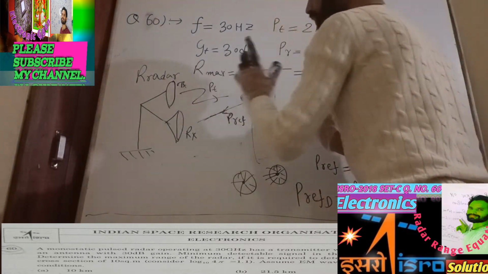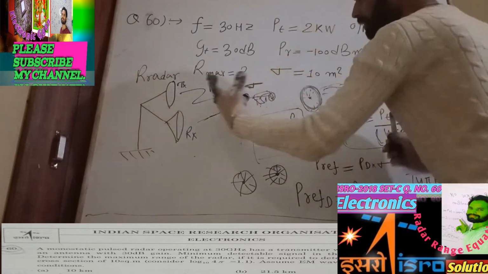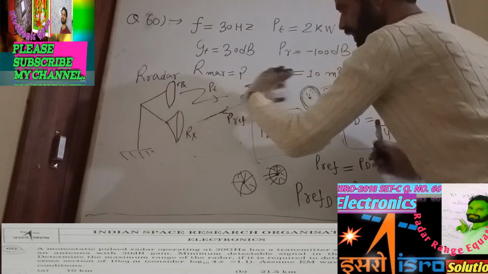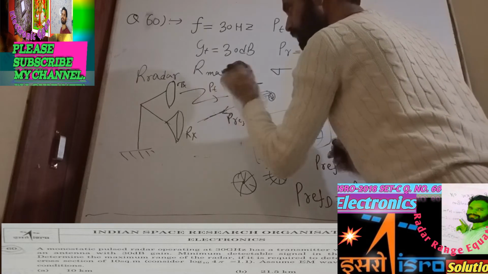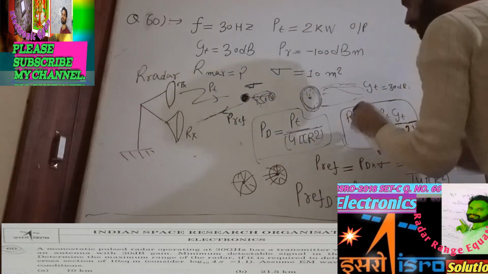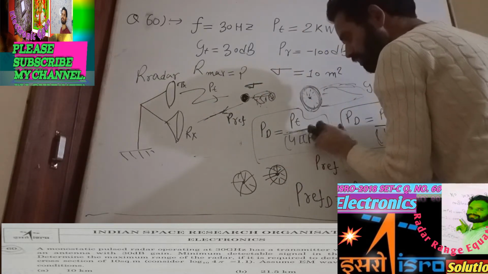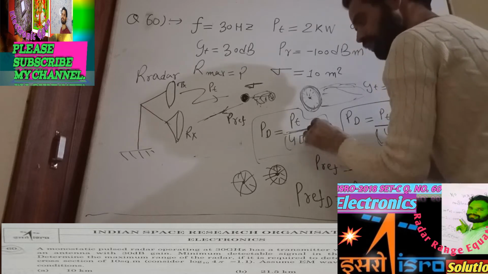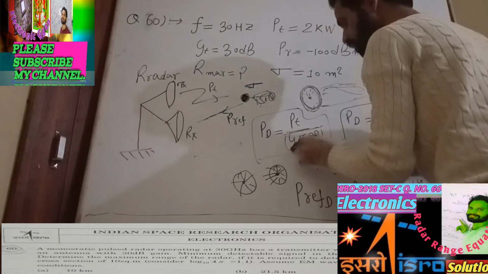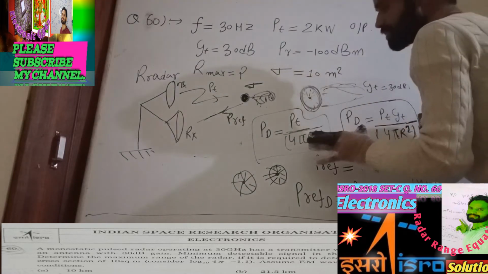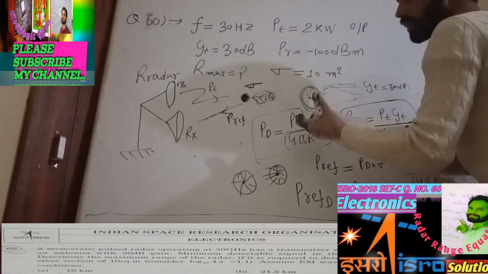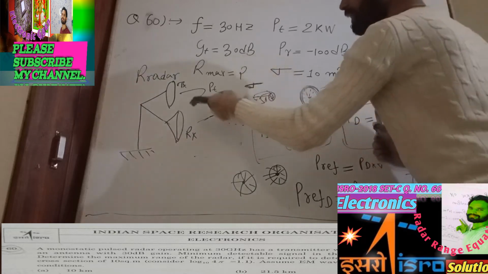Why? Because as we have seen, the power is transmitting from the transmitter side toward the target. First, we assume that the power is Pt. This power is radiating over the surface area, per unit area. The area is the surface area, that is 4 pi r square. So after that, what we have seen? Power density.